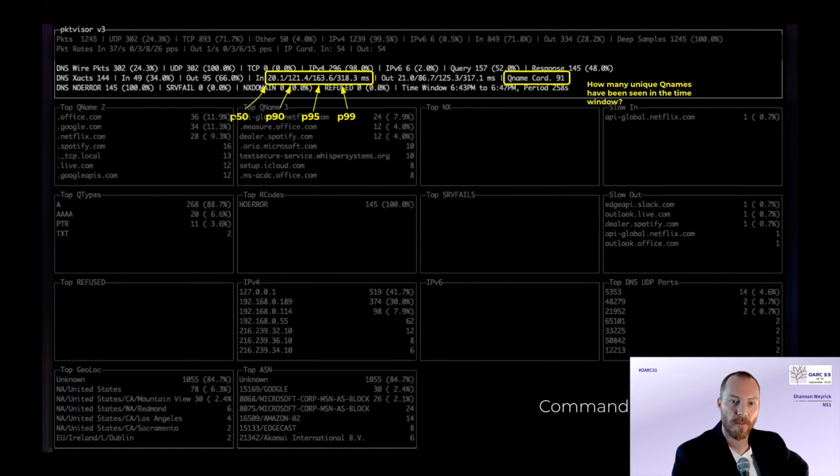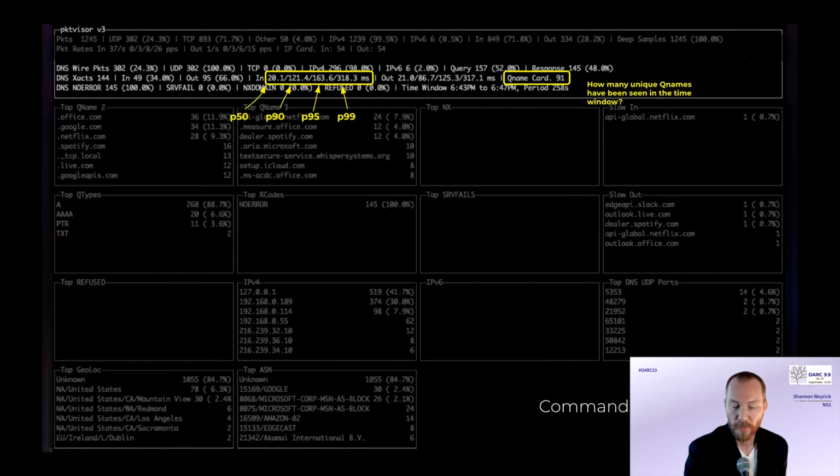So now we're using quantiles here for the timing information. What it's saying is that the P50 of all the incoming DNS queries is 20 milliseconds, right? And so on up to the P99 of 318 milliseconds. And again, this is all done in real time for the time window that we're seeing.